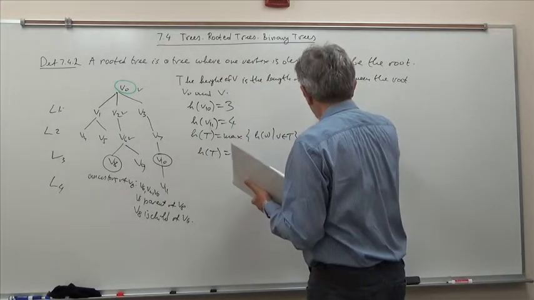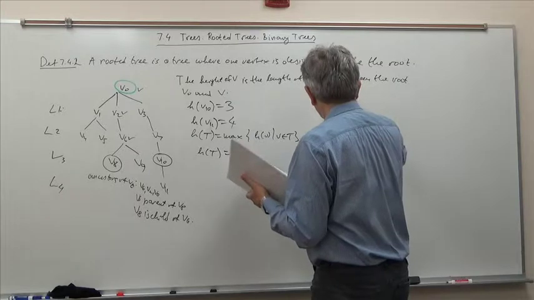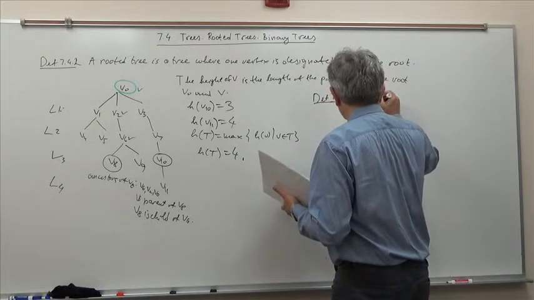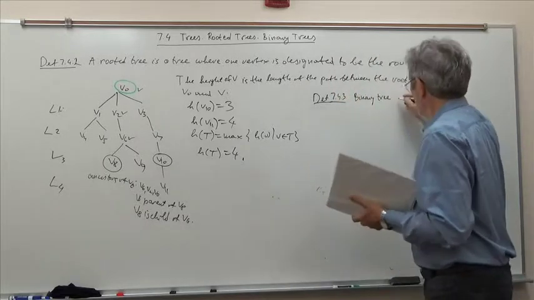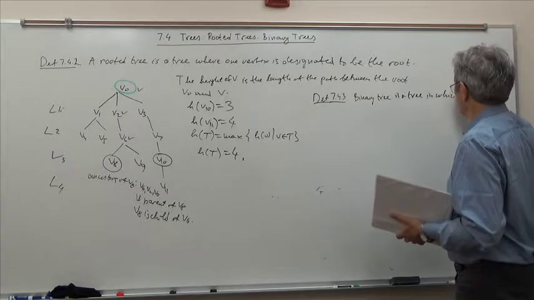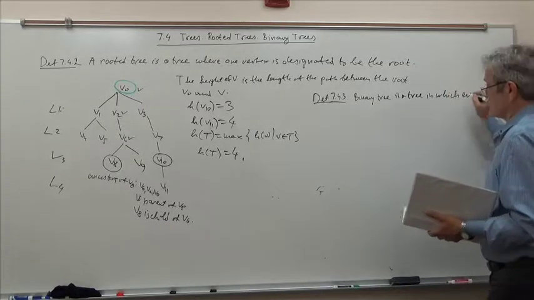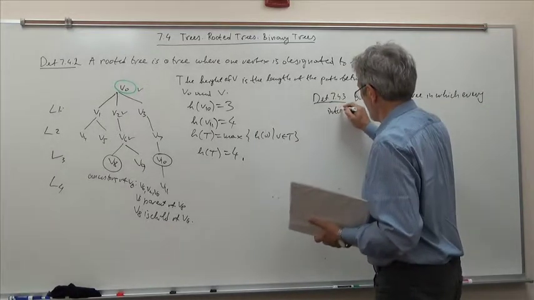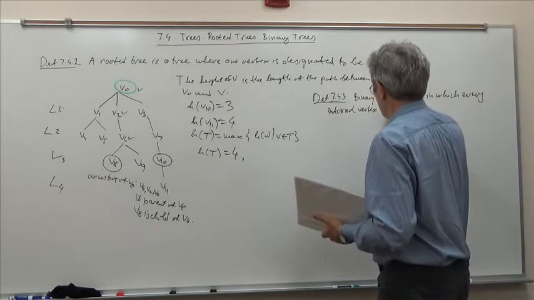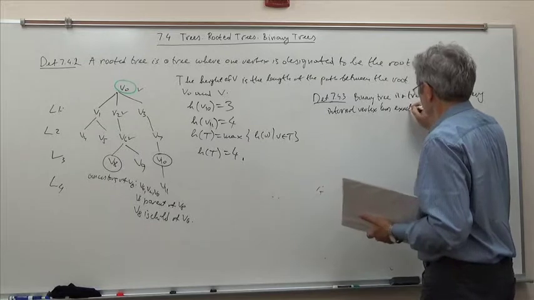Definition 7.4.3. A binary tree is a tree in which every internal vertex has exactly 2 children.